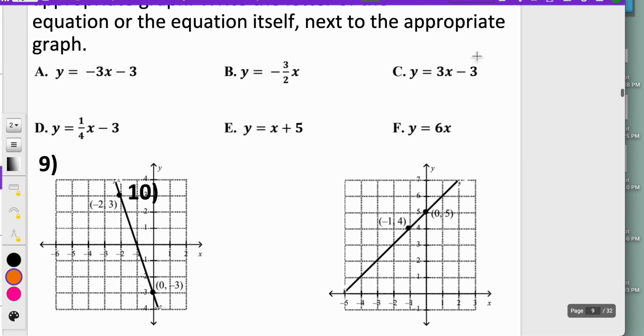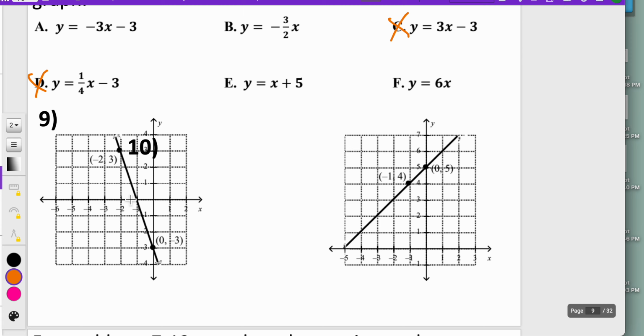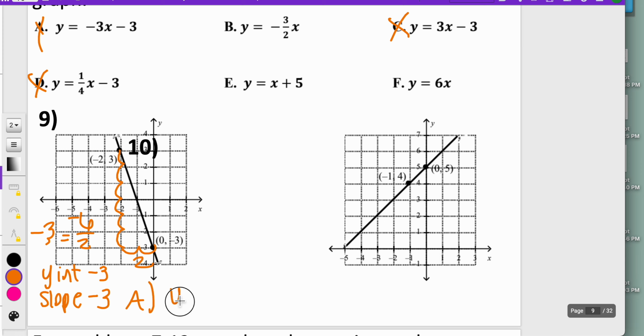Number 9, we've already used C and D, so I'm just going to keep track of that. Number 9, my y-intercept is also negative 3. My slope is 1, 2, 3, 4, 5, 6 over 1, 2. Negative 6 over 2 is equal to negative 3. So my slope now is negative 3. That's when I can use letter A, which is y equals negative 3x minus 3.